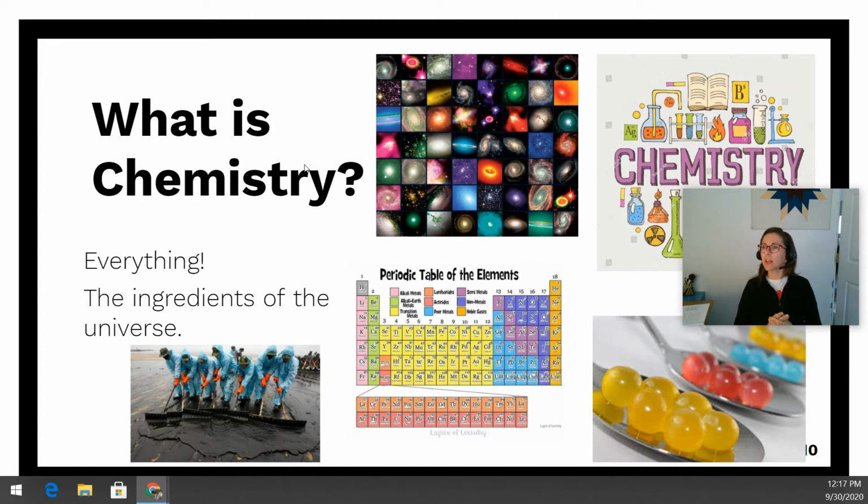So, it's kind of like if you were cooking, you have ingredients when you're cooking, but you can't just put the ingredients together, right? You have to put them together in a certain order and stir them a certain way to make the end product. Same thing in chemistry.